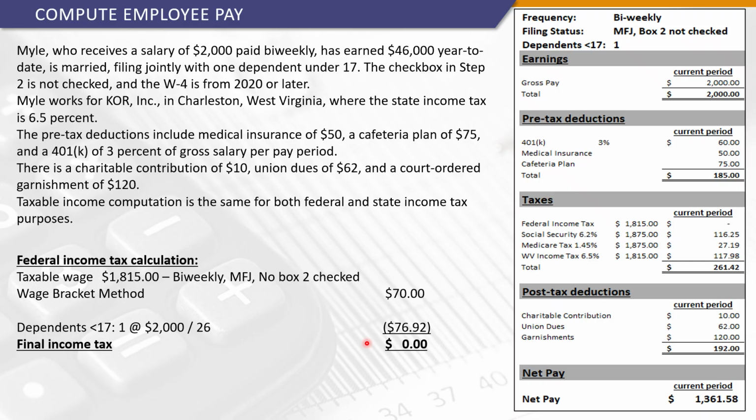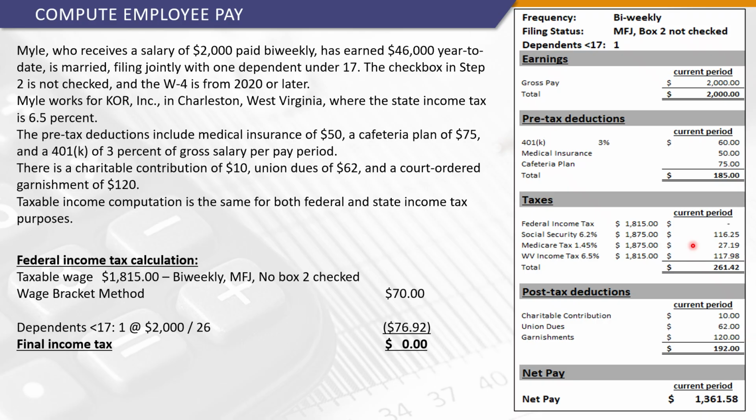Now that we figured out the federal tax, we move on to Social Security and Medicare tax, which we calculate by applying the Social Security tax percentage of 6.2% and the Medicare tax percentage of 1.45% to the FICA taxable wage of $1,875, for Social Security of $116.25 and Medicare tax of $27.19.